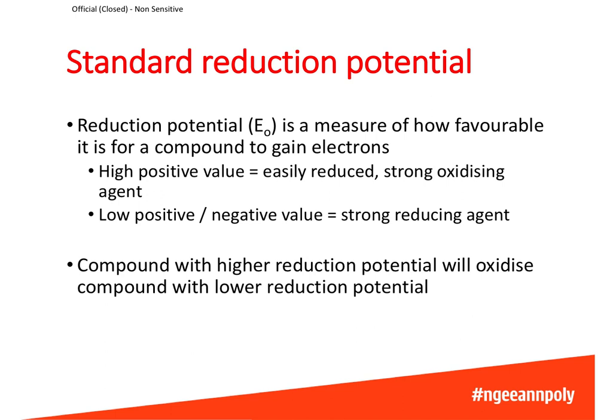In redox reactions, every half reaction has a standard reduction potential. A reduction potential is a measure of how favorable it is for the compound to gain electrons or to be reduced. So if the reduction potential has a high positive value, it means the compound is very easily reduced and it will be a strong oxidizing agent. On the other hand, if reduction potential is low or it has a negative value, that means the compound is a strong reducing agent.